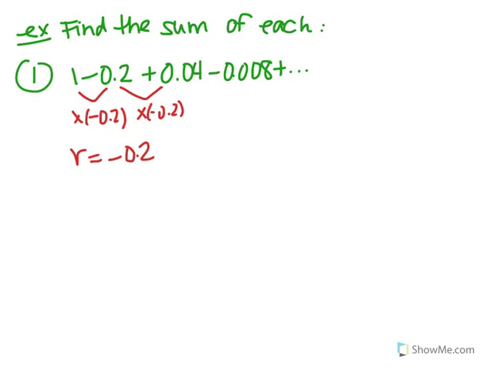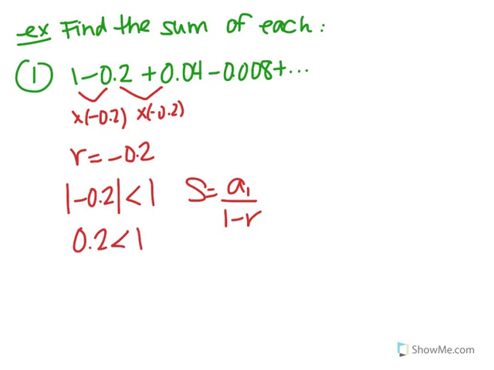So what that means is we're going to try case 1. Is the absolute value of negative 0.2 less than 1? If it is, we're going to use this sum formula, first term over 1 minus r. The absolute value of negative 0.2 is just 0.2, and that's less than 1. So yes, we're going to use this right here.